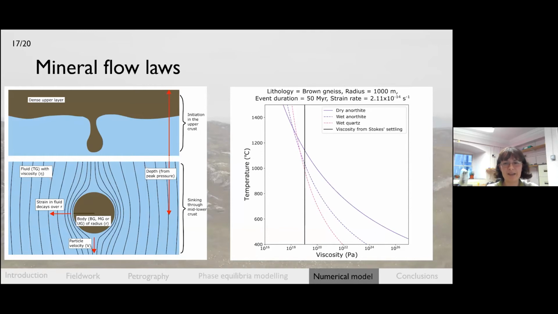We can then use mineral flow laws to see how viscosity varies with temperature for the calculated strain rate in the fluid, and also how this varies depending on what the mineralogy is and the wetness. The different lines shown here are for quartz and feldspar, with quartz shown in pink and feldspar shown in purple. And we show wet and dry scenarios, with dry scenarios shown by a solid line and wet scenarios shown by a dashed line. The intercept between the black viscosity line and each flow law is the average temperature that would be required during sagduction to allow the event to occur.